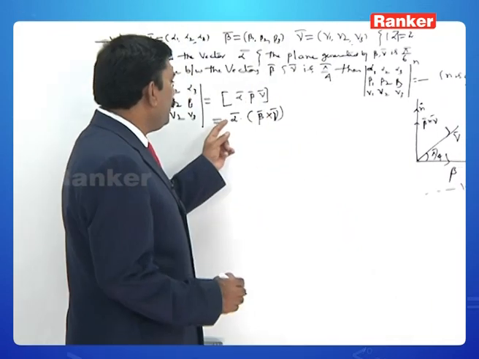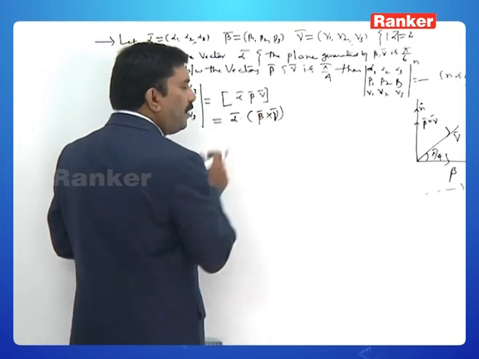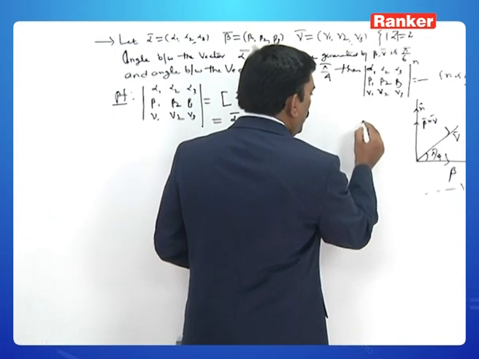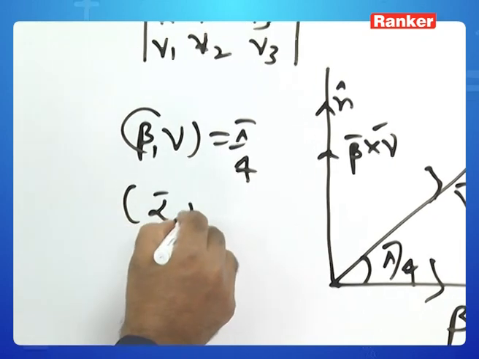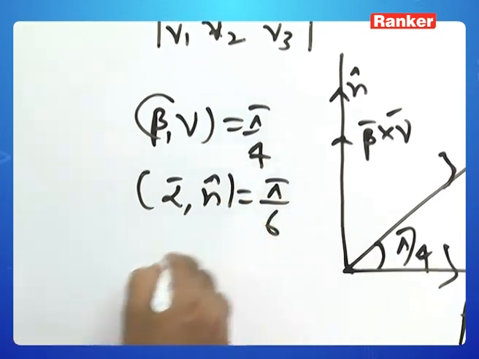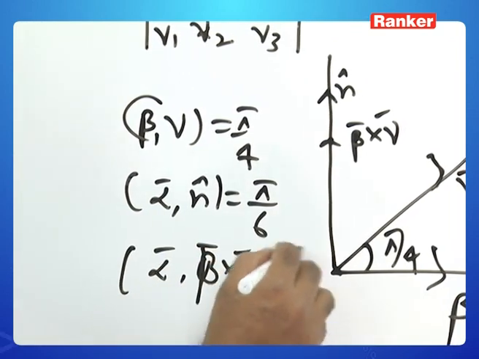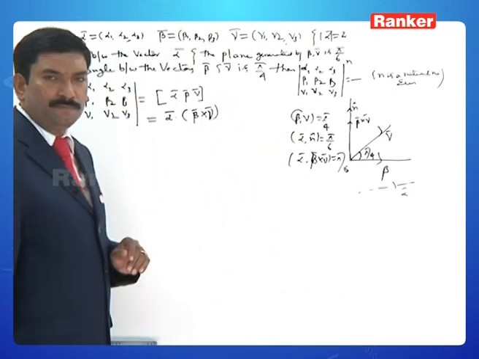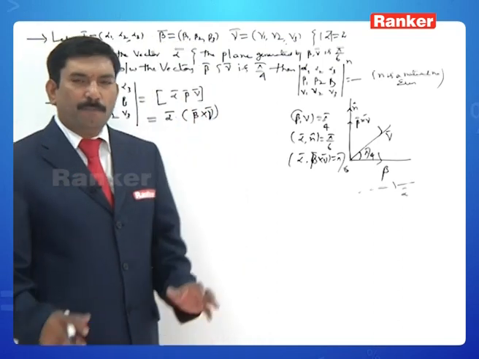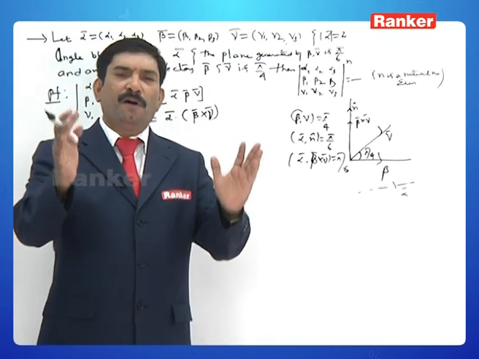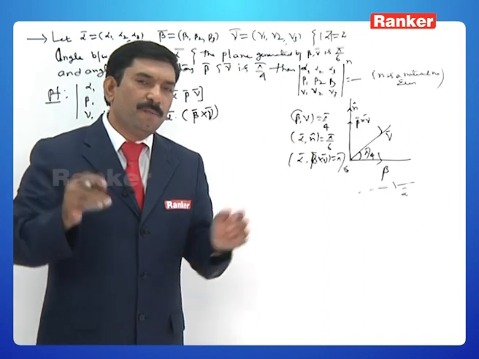So when you have taken the dot product, why I combined these two? Because he has given the angle between beta and gamma, that is pi by 4. Means I can write the angle between beta and gamma is equal to pi by 4. Meanwhile, alpha bar comma n cap is equal to what? Pi by 6, that is, the angle between alpha bar and beta bar cross gamma bar is pi by 6. Now, by definition of a cross product, beta bar cross gamma bar is the vector perpendicular to the plane containing beta bar and gamma bar.